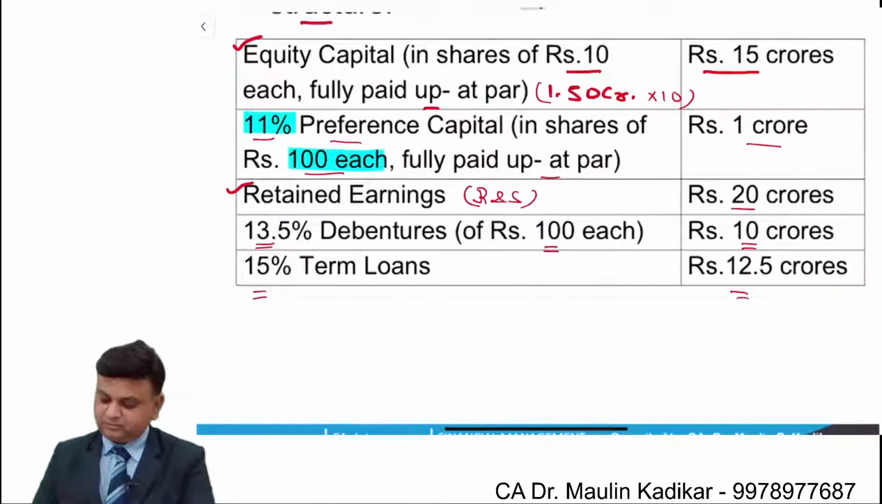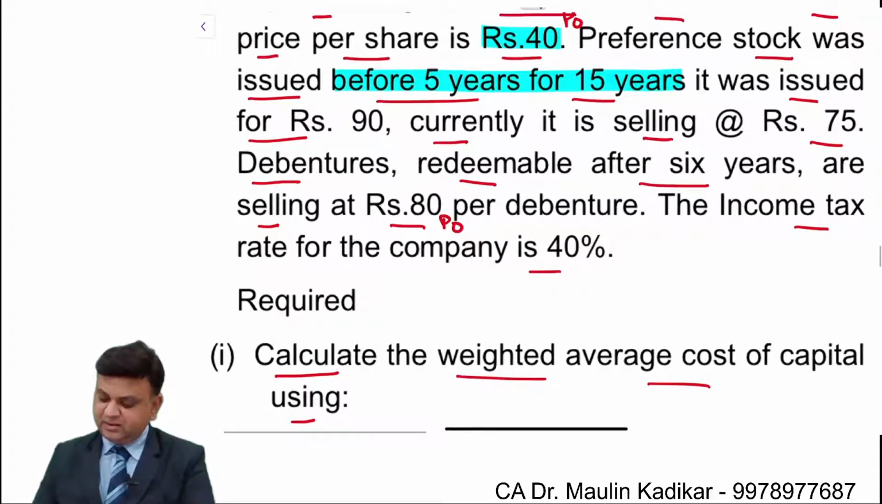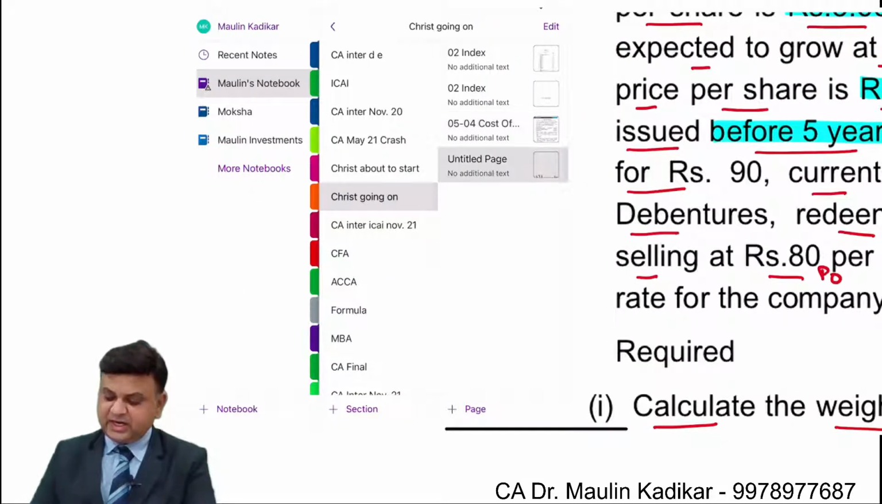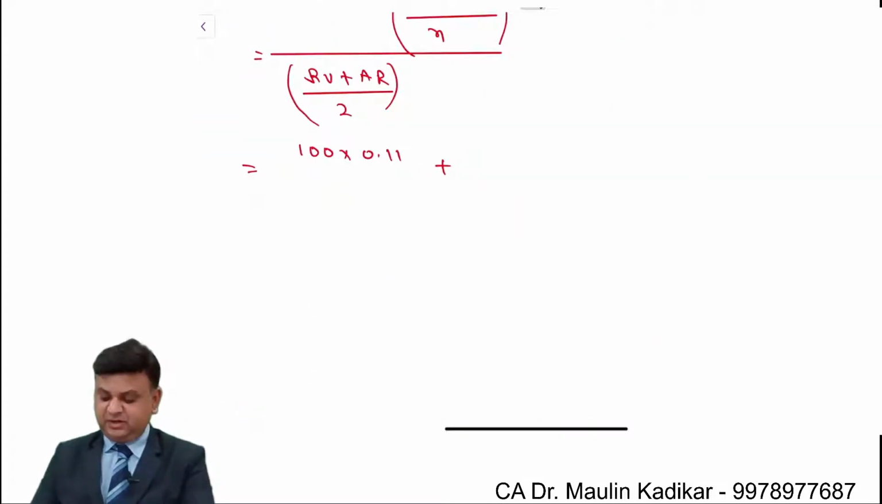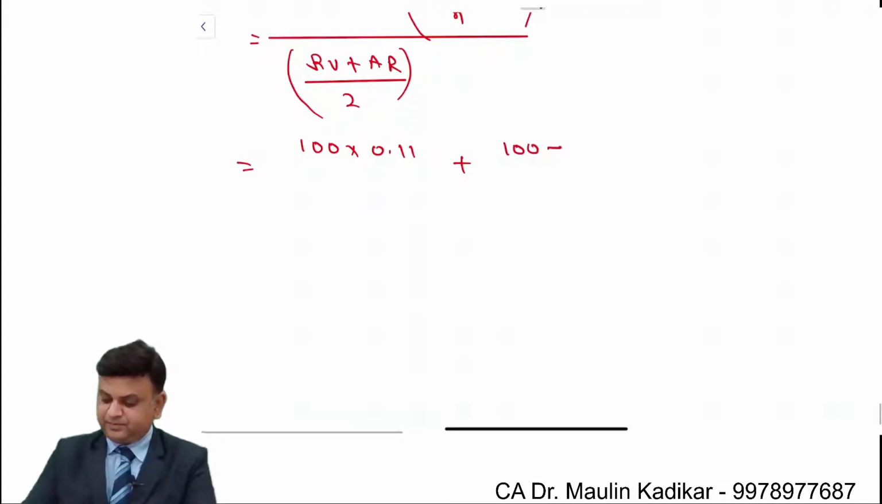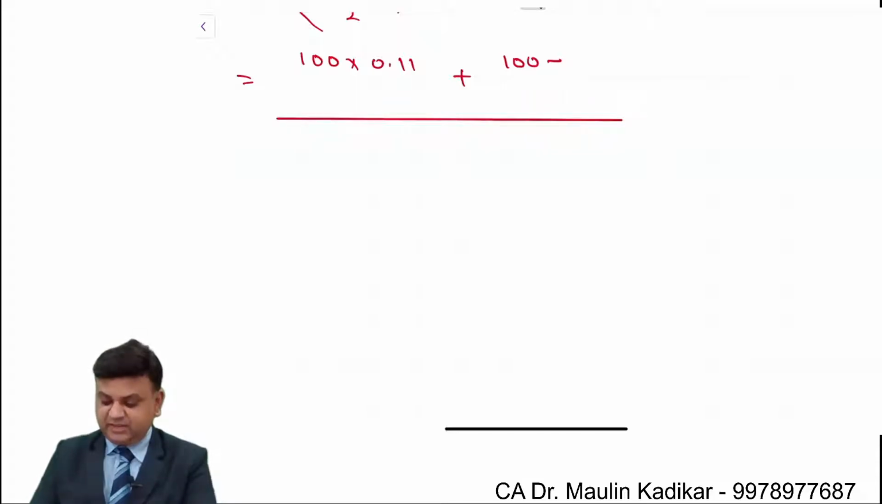Plus, we have been provided with the information that it is selling at the rate of rupees 75. Regarding redemption value, no information is given, so we assume that the redemption value is equal to the face value. Minus amount received divided by the number of years, whole divided by redemption value plus amount received into 1 by 2. That is what we understand.